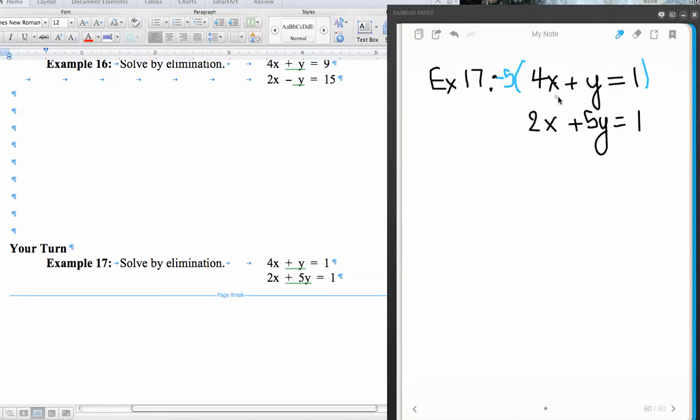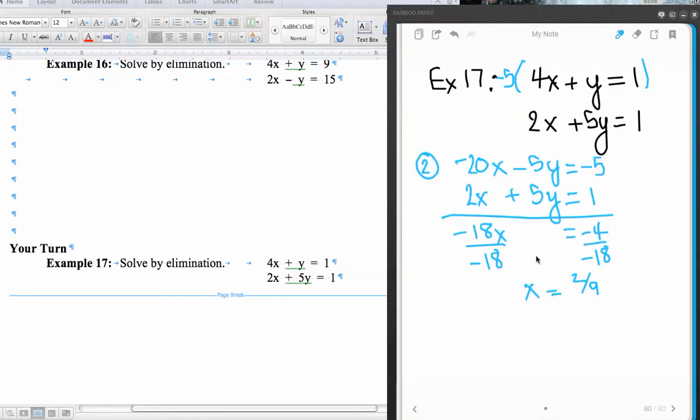So I'm going to multiply by a negative 5 so that the numeric coefficients here are equal but opposite. Now I'm going to do this step. Okay, so now you see that I chose to do the first equation, so I multiplied all the way across. Don't forget across the equal sign too. So negative 20, negative 5y, and then negative 5 over here. And then I add these two equations. The other one didn't change, so I just add them together, and I get negative 18x here, and I get negative 4 here. These add to 0. And then I solve, so I get x is equal to 2/9.